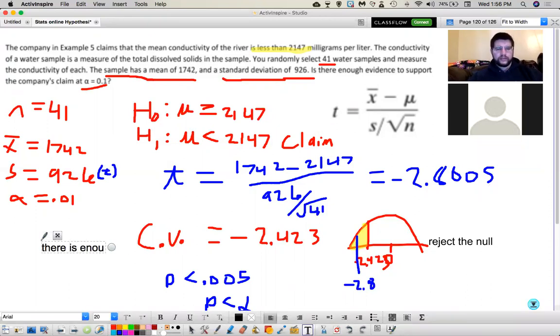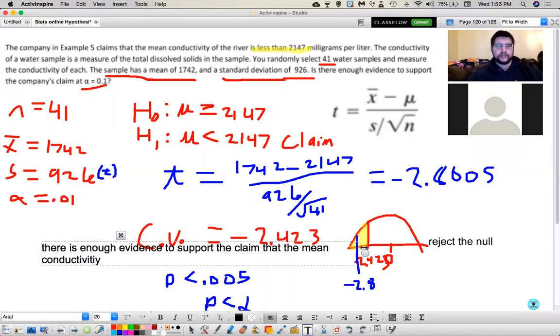There is enough evidence to support the claim that the mean conductivity, whatever, of the river is less than 2147 milligrams per liter. Done.